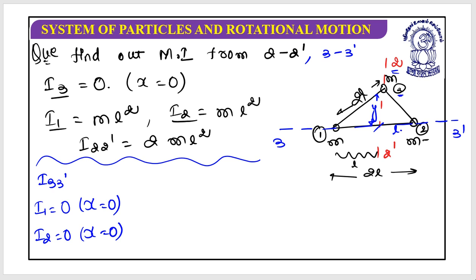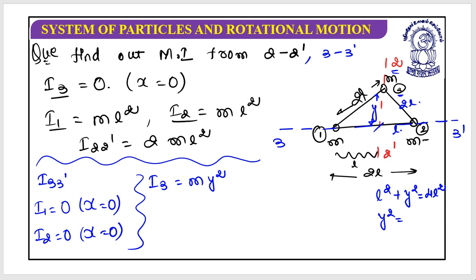So this is L, this is y, this was 2L. What I can do is, for me, I3 would be equal to m into y square. To find y, L square plus y square is equal to 4L square, so y square is equal to 4L square minus L square, which is 3L square. Keep this as y square because you require y square itself. So this is equal to m into 3L square.